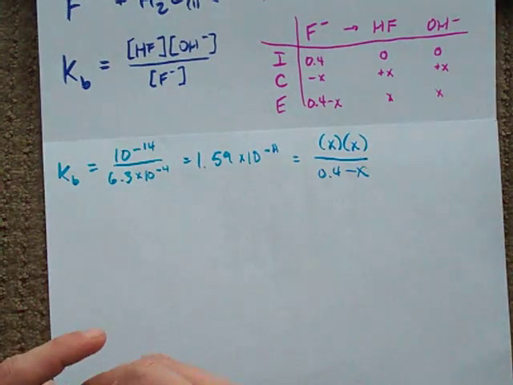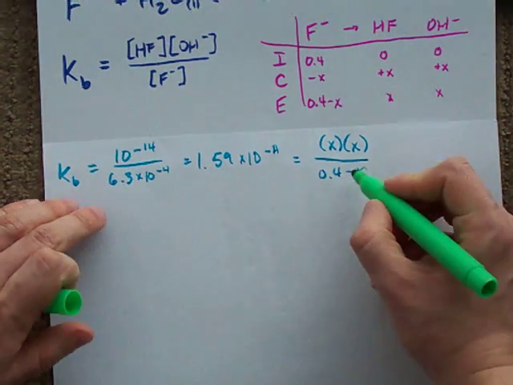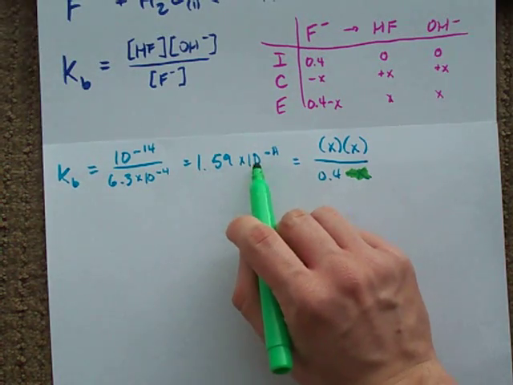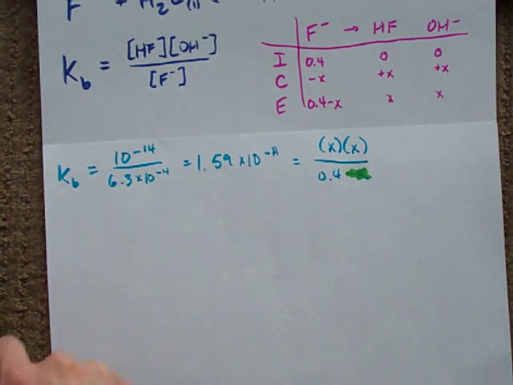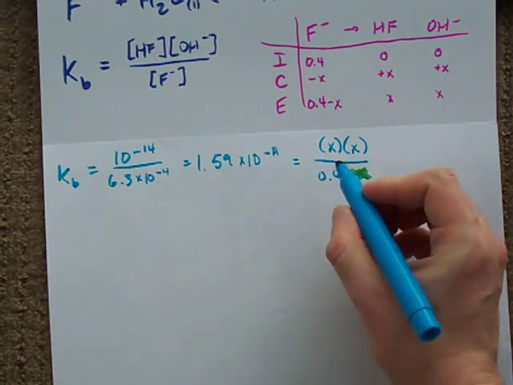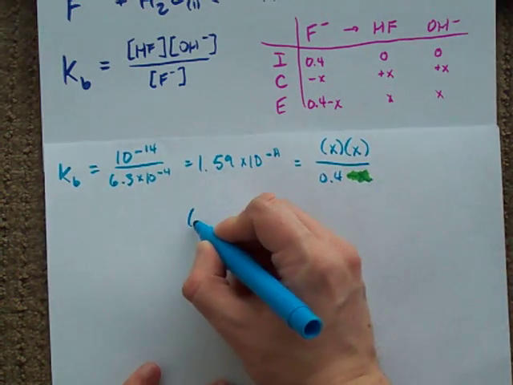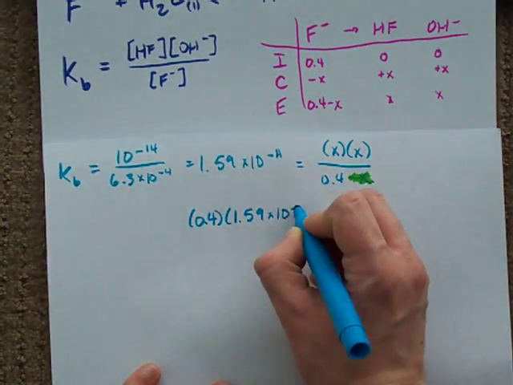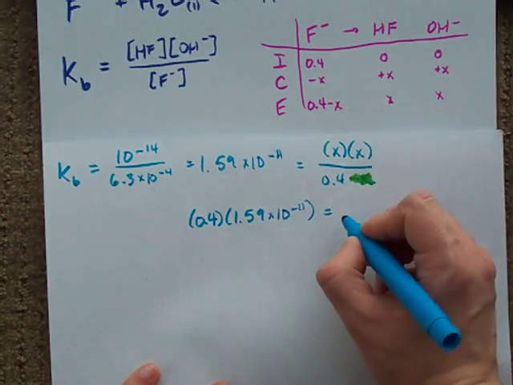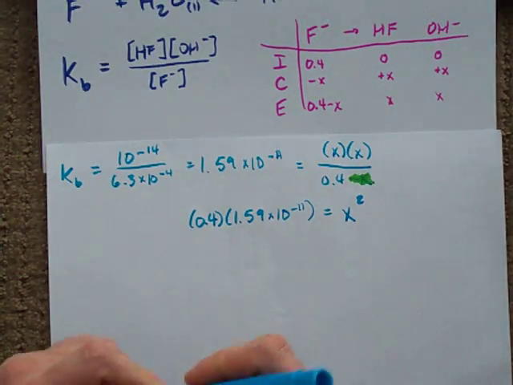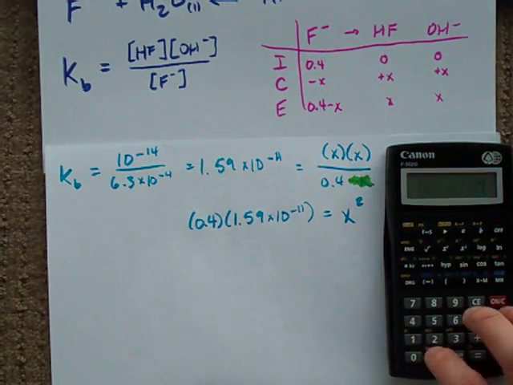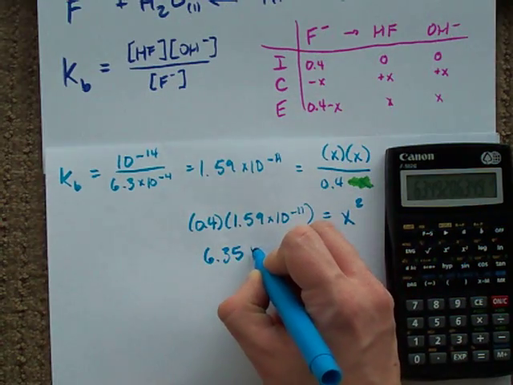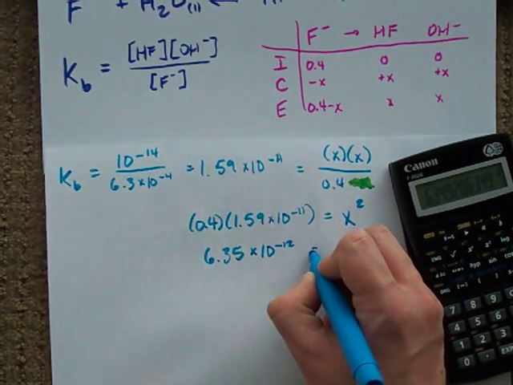minus X. Now I'm going to assume that X is small relative to 0.4, which is almost definitely a good idea because K is so small. And now I just have to solve for X. Well, how do I undo division by 0.4? I undo that with multiplication. 1.59 times 10 to the negative 11. And on top here, I'm left with x squared. On my calculator, I multiply that by 0.4, just like we said. That gives 6.35 times 10 to the negative 12.